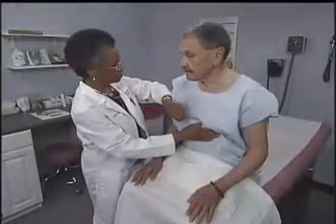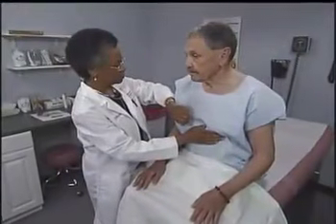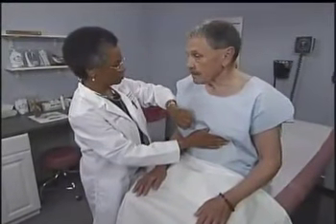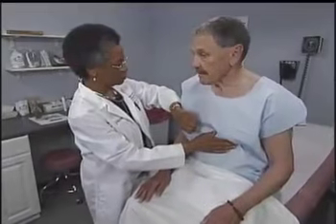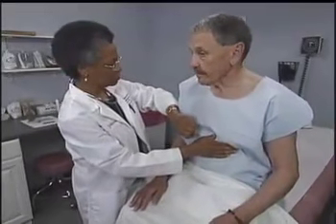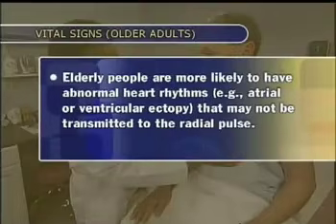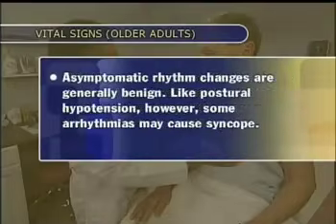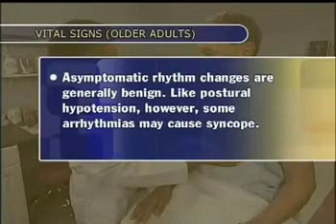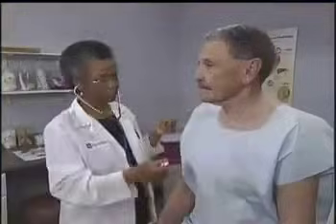For most patients, you will simply record the patient's heart rate by checking the pulse, whereas with younger patients the radial pulse is most commonly used. With older patients, the apical method may be more accurate. Elderly people are more likely to have abnormal heart rhythms, such as atrial or ventricular ectopy, that may not be transmitted to the radial pulse. Asymptomatic rhythm changes are generally benign. Like postural hypotension, however, some arrhythmias may cause syncope.